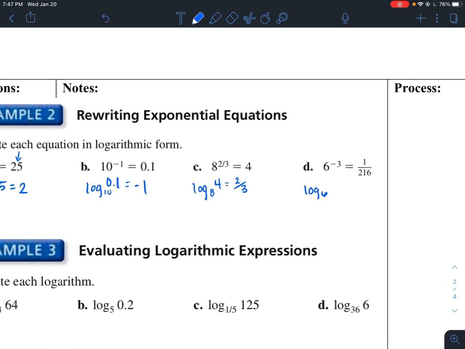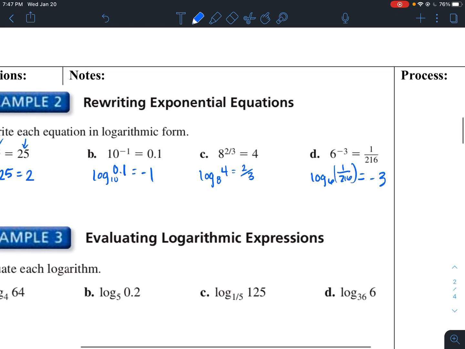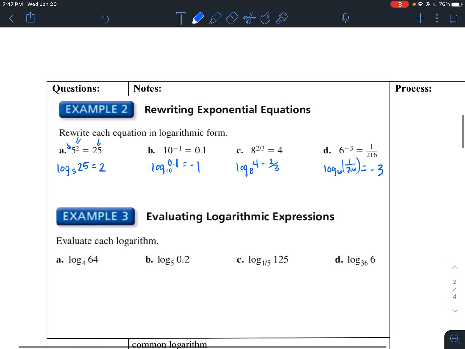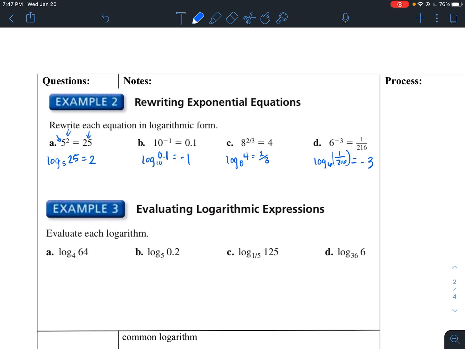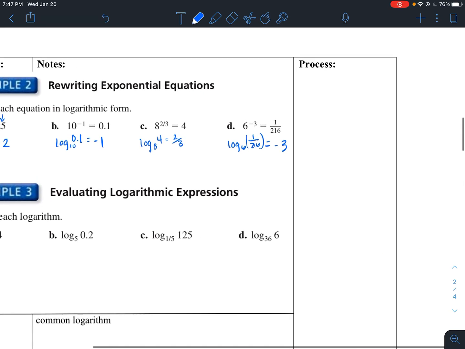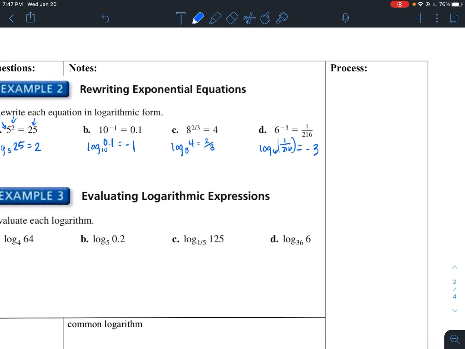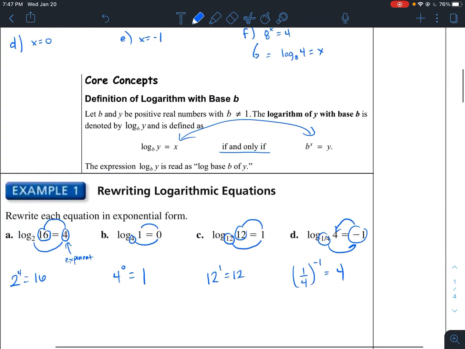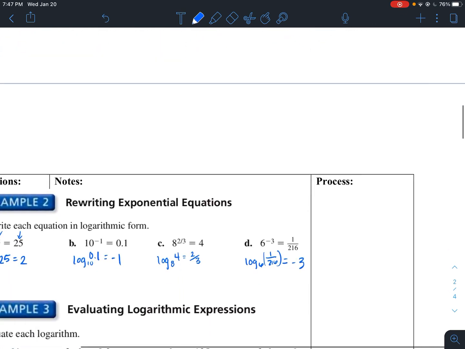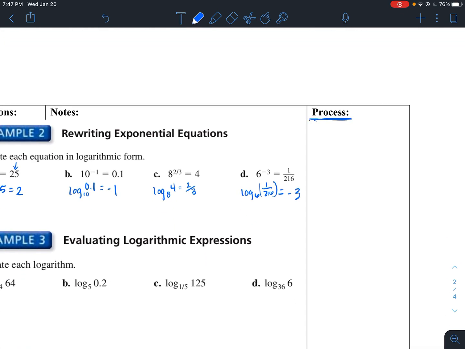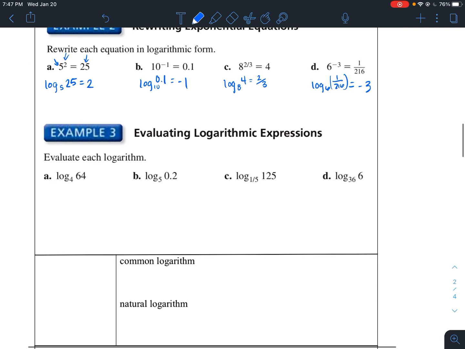Then log base 6 of 1 over 216 is equal to -3. Okay, so hopefully you were able to get something like that, and hopefully you find a method that works for you. What might be easy for me might not be easy for you. So try to establish a way that makes it easier for you to rewrite these equations in both ways. Write down your process in this column right here. Write down what you think will help you.